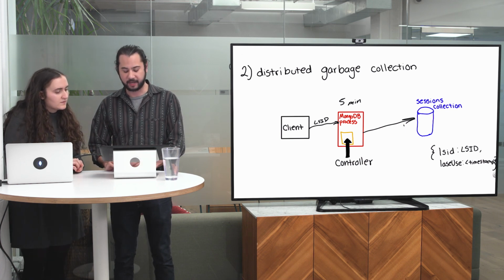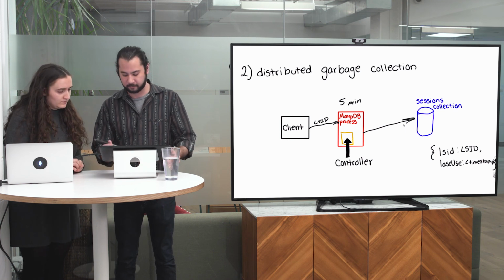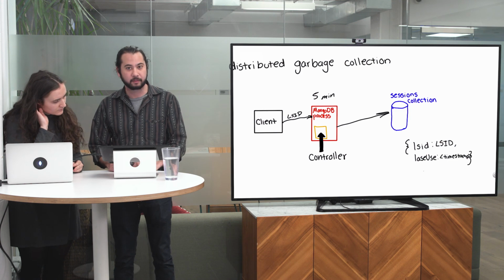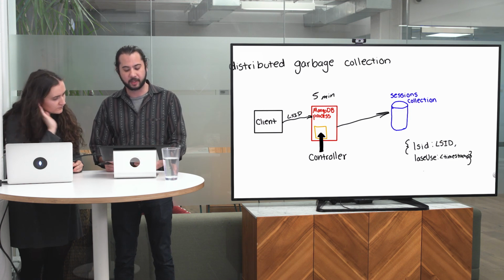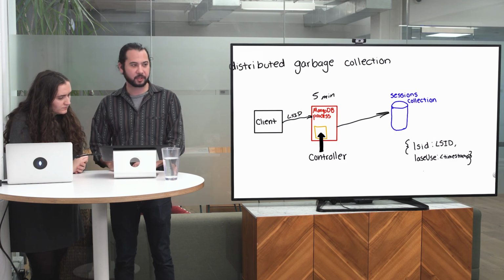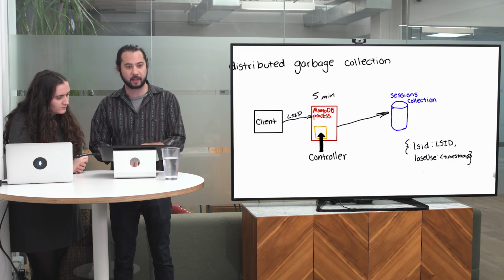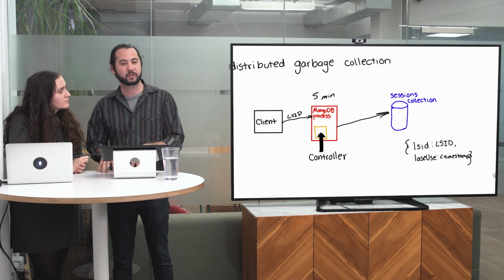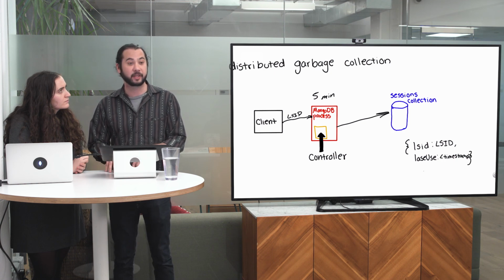And the thing that we're updating it with is over here. It's the LSID, which is your logical session ID, and also a last use time, which is a timestamp. And the last use time is important because our sessions collection also has a TTL index on that last use field. And we use that to track all of the logical sessions that are more than 30 minutes old, and we actually delete them at that point.